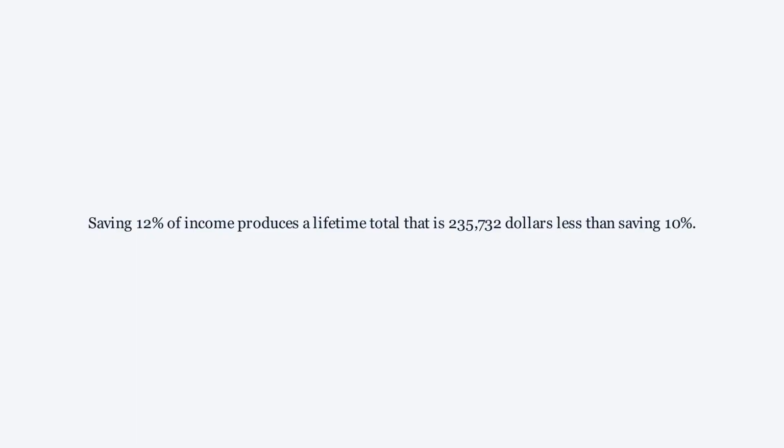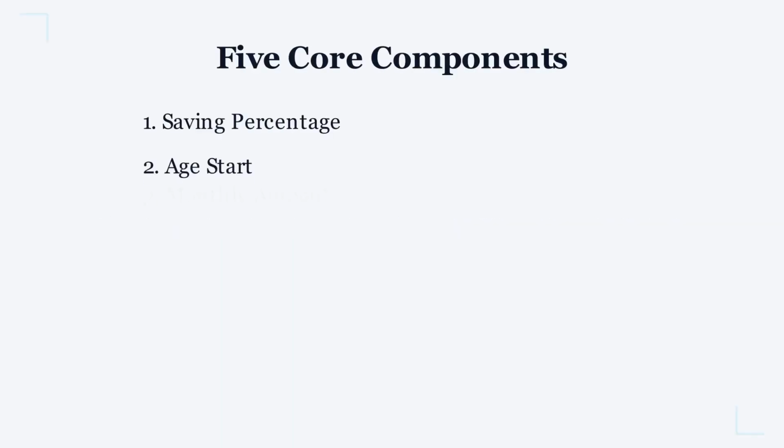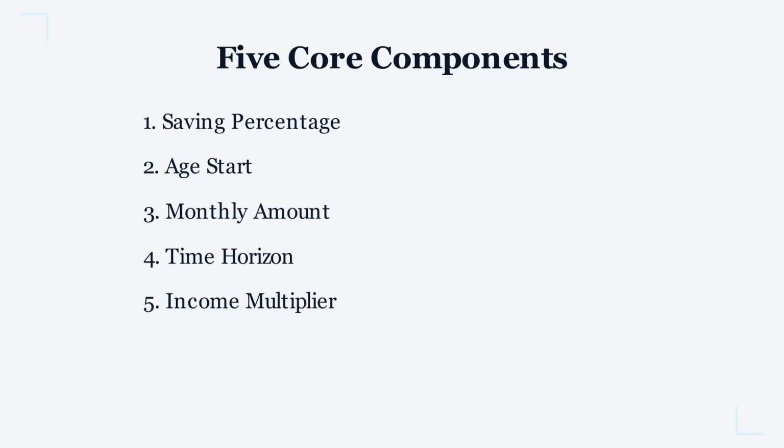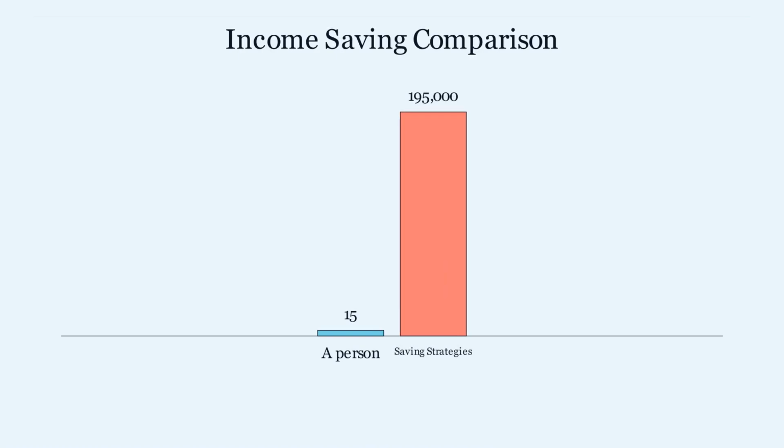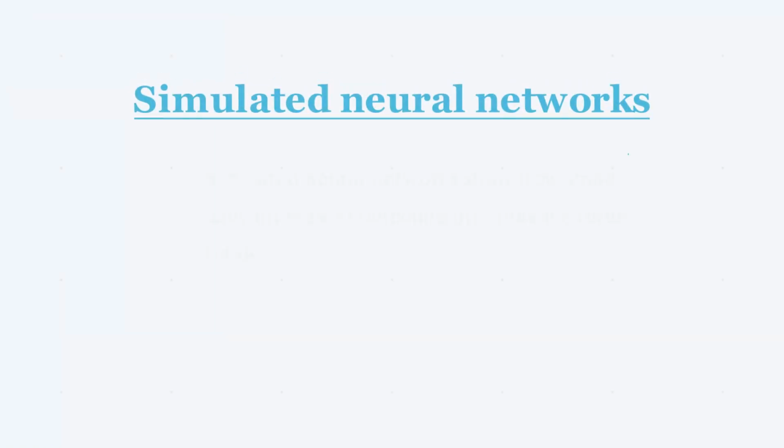Saving 12% of income produces a lifetime total that is $235,732 less than saving 10%. There are 5 core components of any effective saving strategy system. A person saving 15% of income ends up $195,000 richer over a lifetime than one saving 10%.